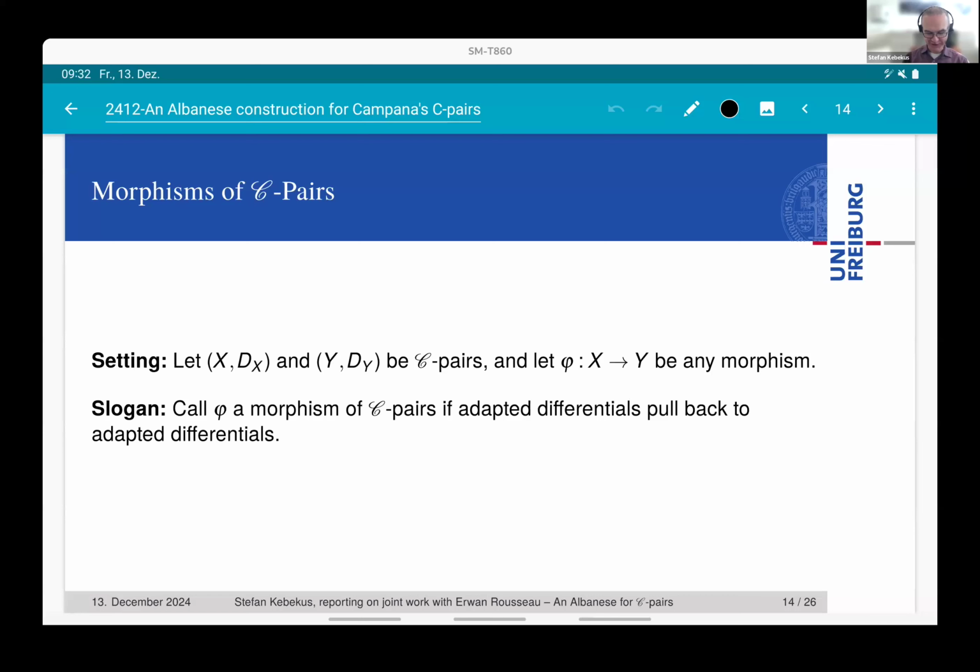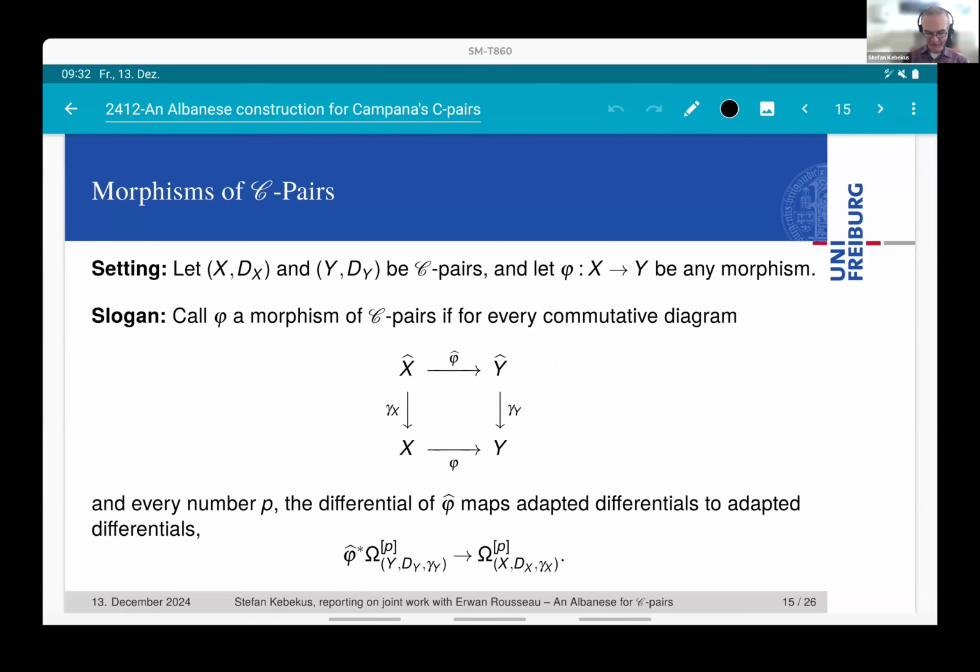The catch is adapted differentials don't live on X or Y, they live on covers. And we have many covers. So to be more precise, the definition that we would like to propose is we call phi a morphism of C-pairs if for any commutative diagram where we have a cover of X, a cover of Y, and then a morphism between the covers that makes the diagram commute, then the differential upstairs pulls adapted differentials back to adapted differentials.